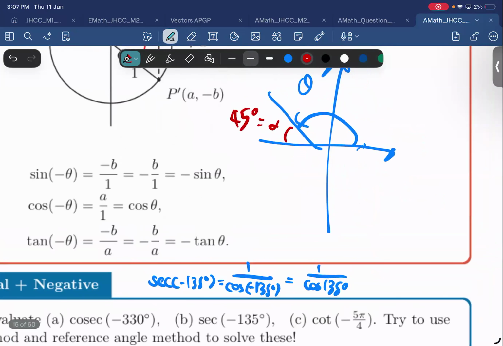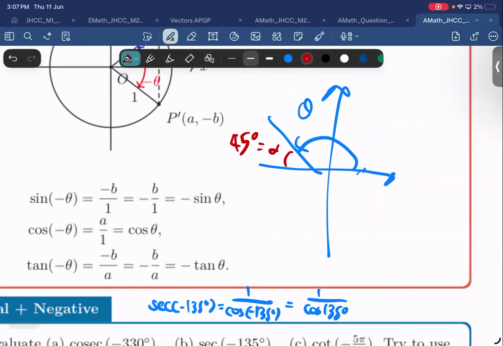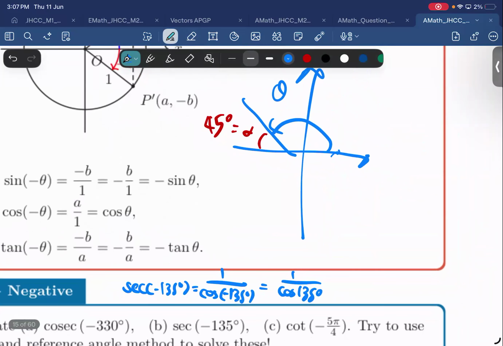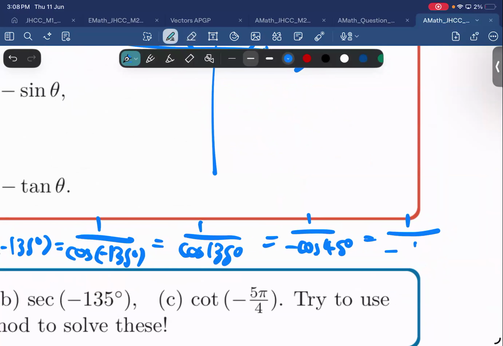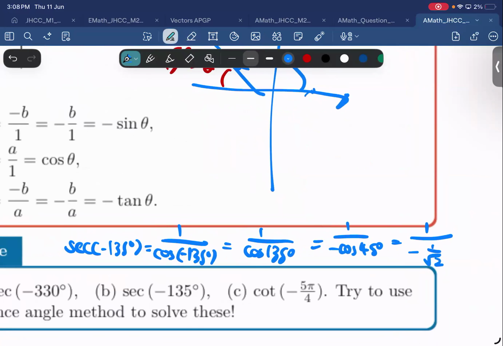So now cosine 135 degrees. Second quadrant means cosine of 135 degrees is negative, less than 0, so there must be a minus sign. Cosine of 45 degrees is root 2 over 2. So now there's a minus sign, and it will be 1 over minus cosine of 45 degrees, which is 1 over minus root 2 over 2, which is minus square root 2.